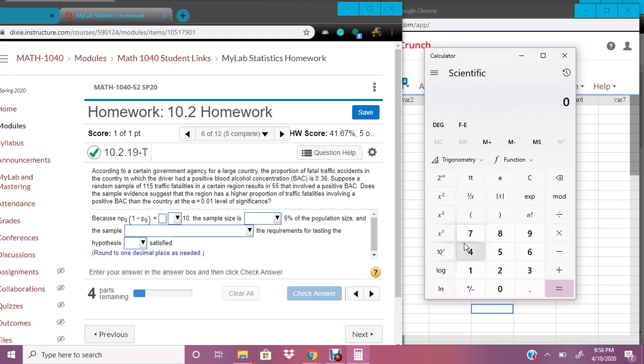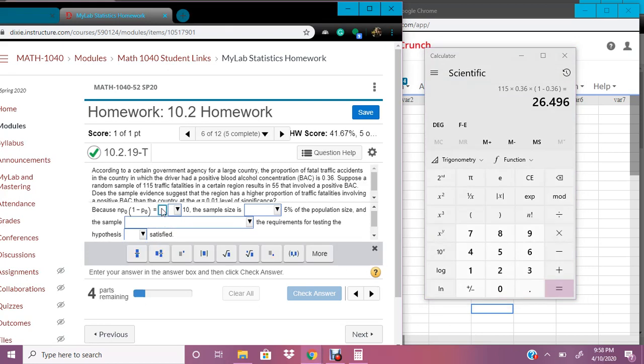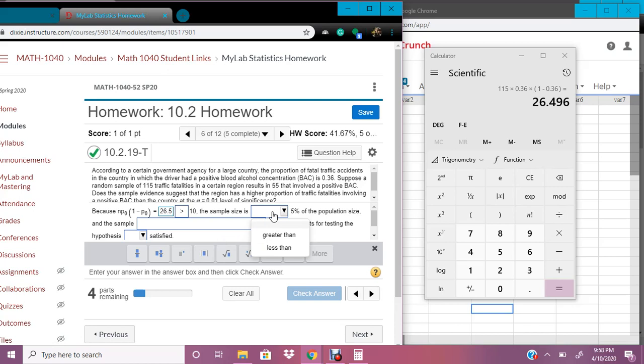So we're gonna do that. So we do our n times our p times, in parentheses, 1 minus our p. So we'll type that number in right there. And it is greater than 10, which is good because that's one of the requirements for the testing hypothesis.